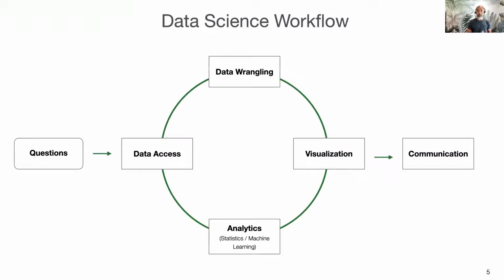The data science workflow, we think, starts with business questions, then accessing the data, and then cleaning the data, which we call data wrangling. Then visualizing the data or analyzing it with algorithms such as statistical or machine learning algorithms. Then you can find the patterns and insights from the data to help you answer the questions. And once you have the answers or insights, you want to communicate with others.